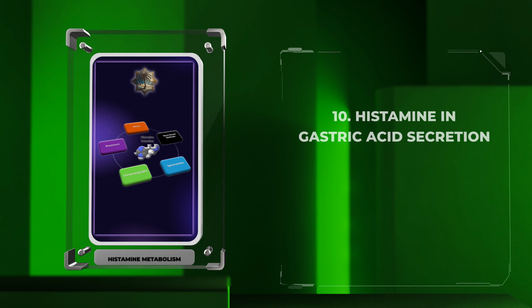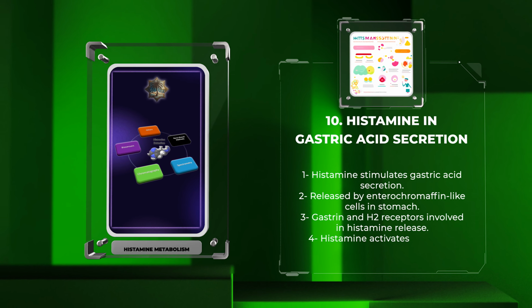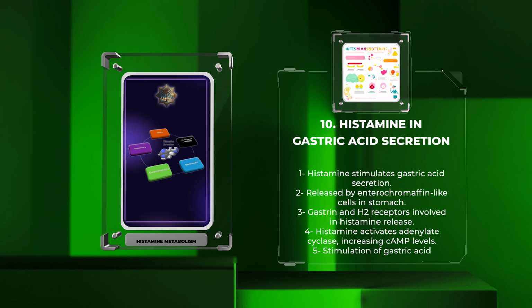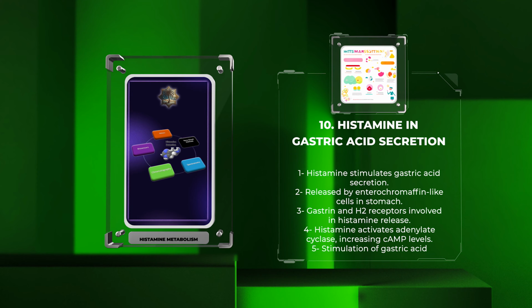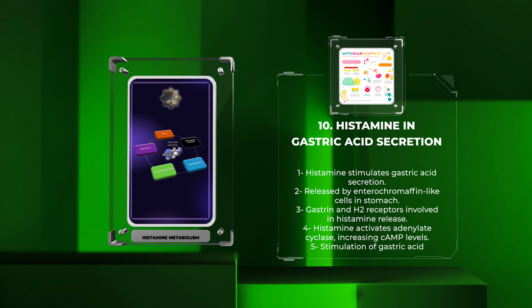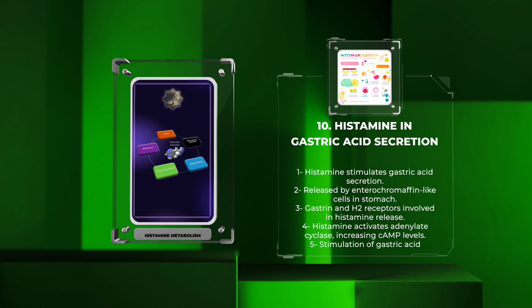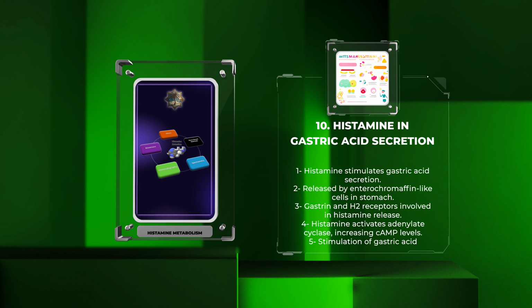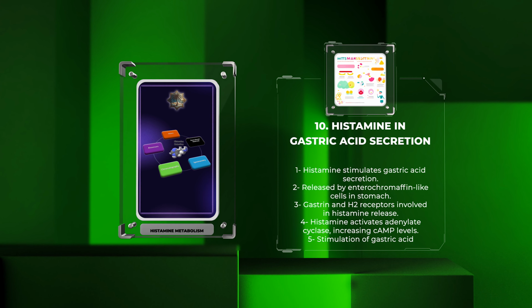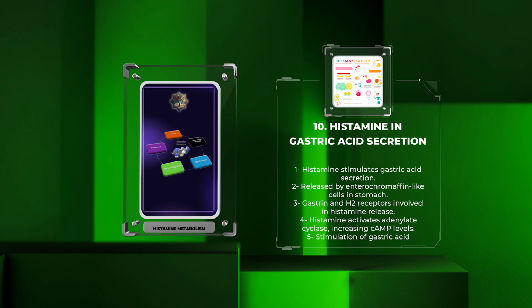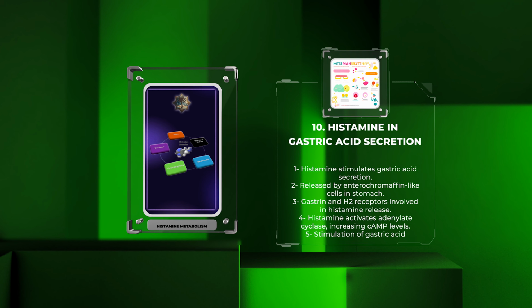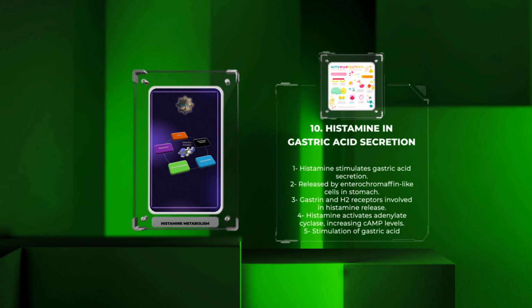Histamine is a potent stimulator of gastric acid secretion. In the stomach, histamine is released by enterochromaffin-like cells in response to various stimuli, including gastrin. Upon binding to H2 receptors on parietal cells, histamine activates adenylate cyclase, leading to an increase in intracellular cAMP levels. This, in turn, stimulates the secretion of gastric acid, which is important for proper digestion and the activation of digestive enzymes.